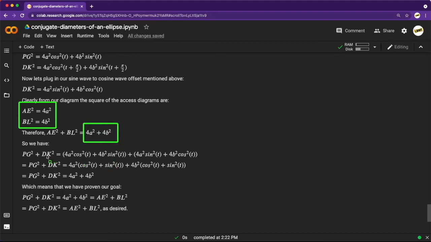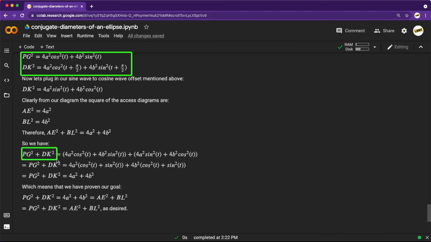Now, let's go ahead and see if we can do the more complicated part of PG squared plus DK squared. So we took our PG squared and DK squared up here, and we're going to add them together here, and we get this expression here. And then we move things around a little bit, like I said earlier, to try to factor out that cosine squared t plus sine squared t, because that is equal to 1. We were able to shuffle those around just a little bit in order to factor this out, and we can factor out the cosine squared t plus sine squared t from each of these terms, which is equal to 1. And then it gets us to this expression here, which is PG squared plus DK squared equals 4A squared plus 4B squared.